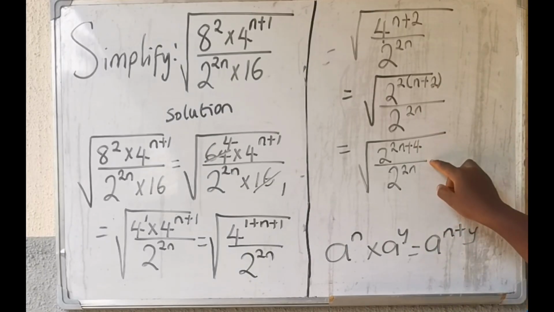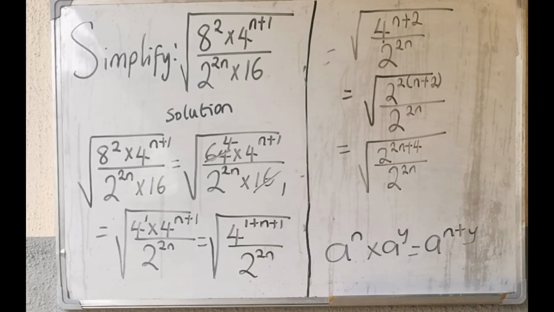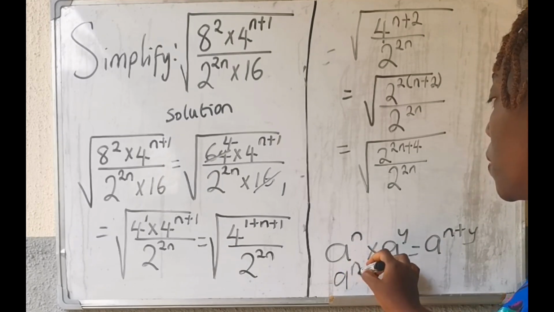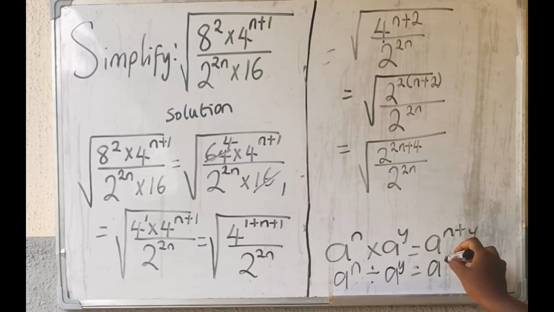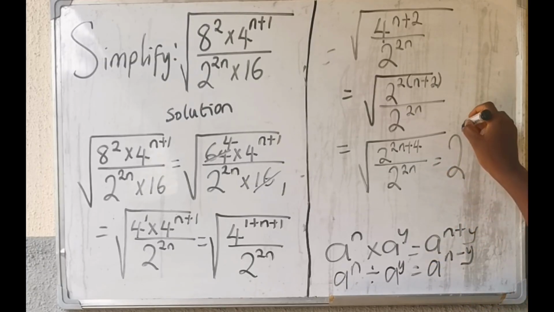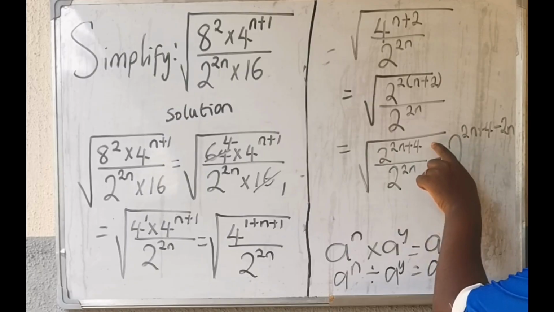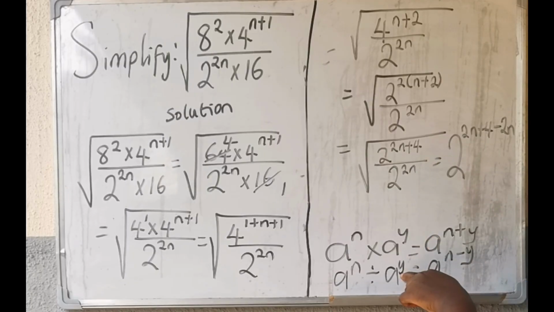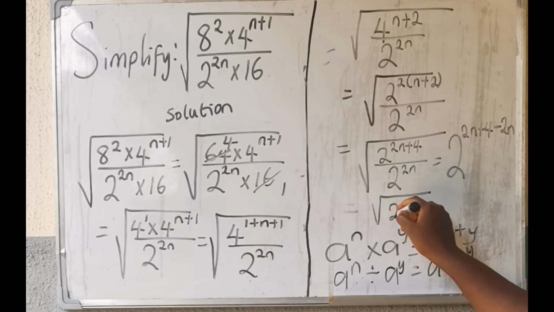Now, in indices, we have 2 here and we have 2 here. We said when it is division, we simply subtract. Now, that is a raised to the power n divided by a raised to the power y simply means a raised to the power n minus y. Applying it here, we have 2 raised to the power 2n plus 4 minus 2n. Because if we apply the division sign, this 2n will just be subtracting, just like the raised to the power here. Now, moving further, we'll be left with the square root of 2 raised to the power 4.